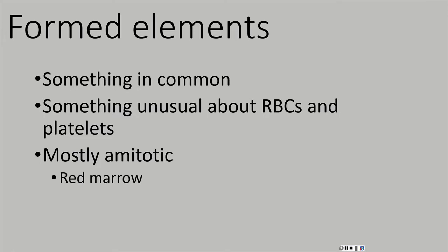Red blood cells don't go through mitosis. Platelets don't go through mitosis. White blood cells are capable of going through mitosis, but really they only do it at very specific times. And we'll see later what those times are. But as a general rule, formed elements do not go through cell division, mitosis. And they are all made in the red bone marrow. Every formed element comes from red bone marrow.